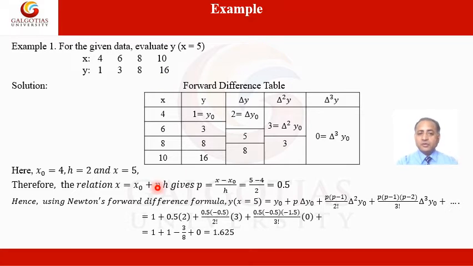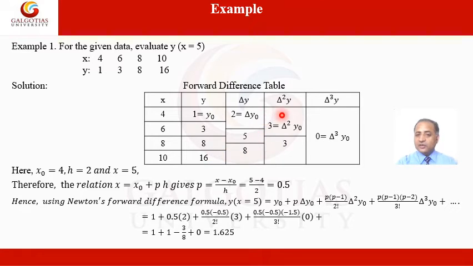Before applying the formula, let us construct the forward difference table. You know how to construct the forward difference table? So, in the first column, we will write all the values of x. Second column, all the values of y. And in the next column, we will take the differences of two consecutive values of y, finite differences. That is 3 minus 1, it will be 2. 8 minus 3, 5. 16 minus 8, 8.